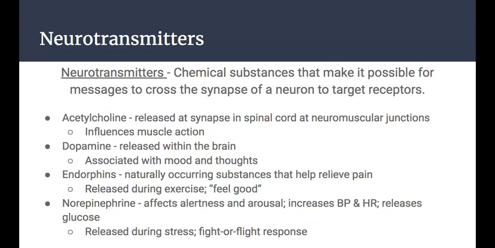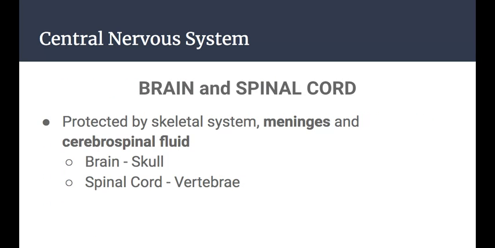We went over neurotransmitters. These are chemical substances that transmit messages across the synapse. Synapse is a gap between two nerves. Brain and spinal cord, these two pieces are protected by the meninges and cerebrospinal fluid. For the skeletal protections, the brain has the skull, and the vertebral column protects the spinal cord.